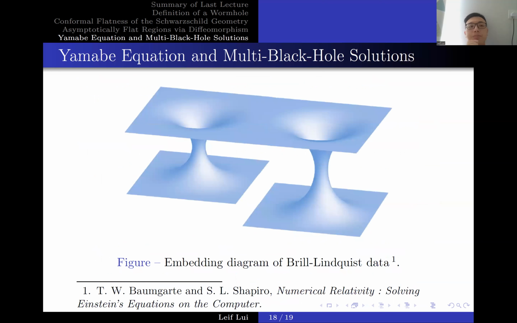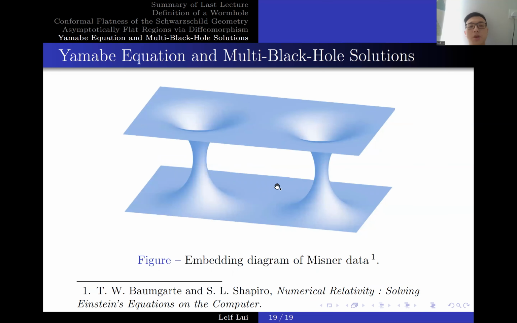But what is more interesting is that the multi-black hole solution can yield two types of data. First is the Brill-Lindquist data. Basically, you can have multiple black holes, and in this case we only have two, but they only share one asymptotically flat region. This figure I did not draw by myself; I got it from the book Numerical Relativity: Solving Einstein's Equations on the Computer. Similarly, there is another type of data called the Misner data, where they share two asymptotically flat regions.